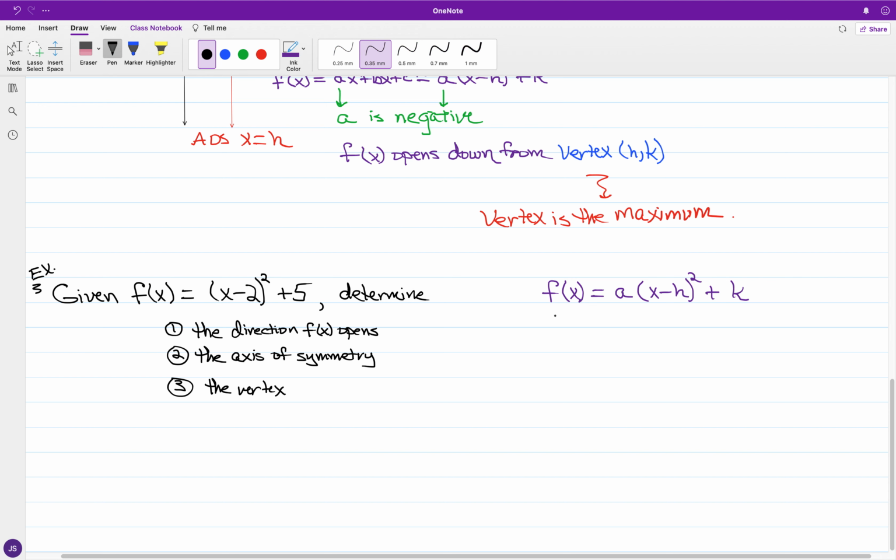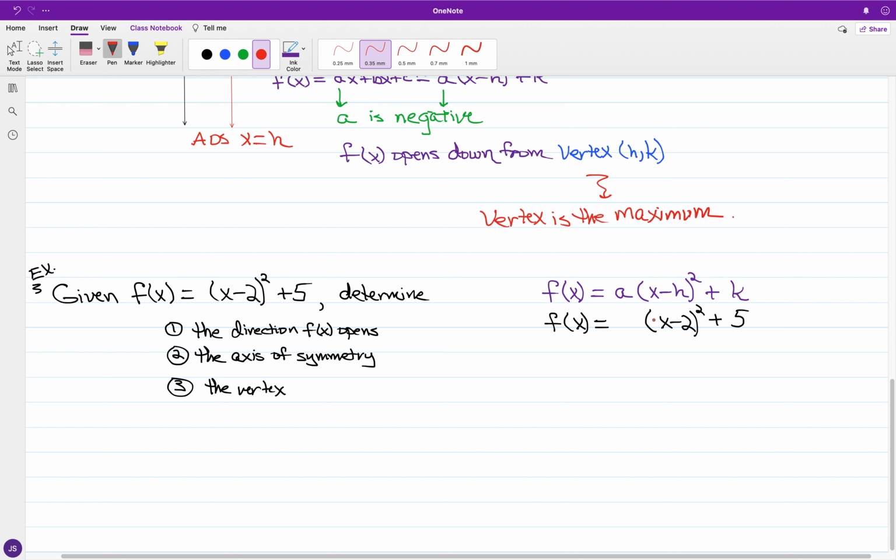And for what we have specifically, we have f of x is equal to the square of x minus 2 followed by the addition of 5. So the ingredients for finding out the direction, the axis of symmetry, and the vertex, we're looking at identifying or evaluating what a, h, and k are going to be.